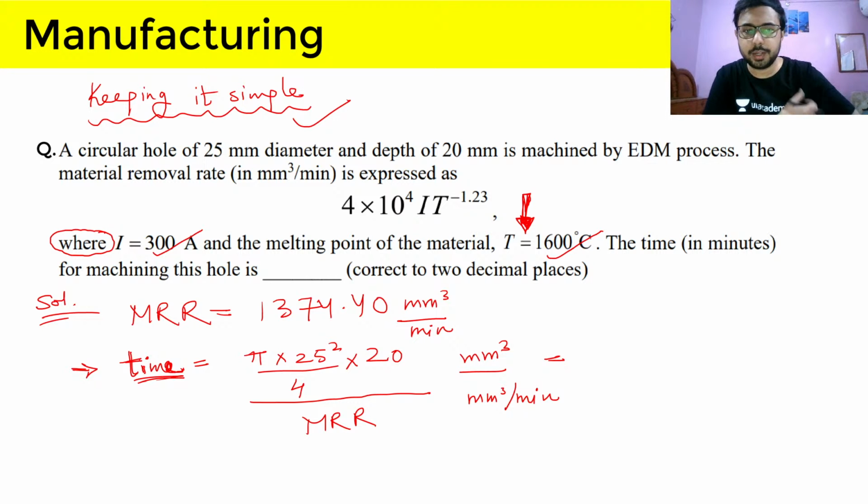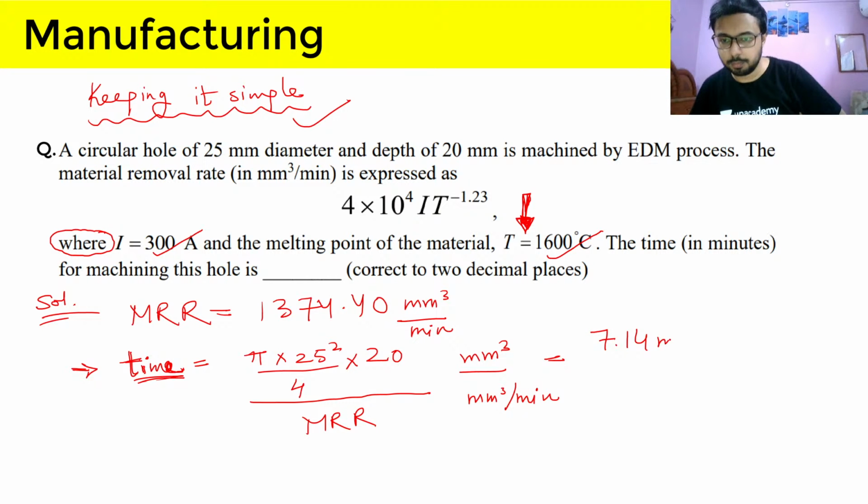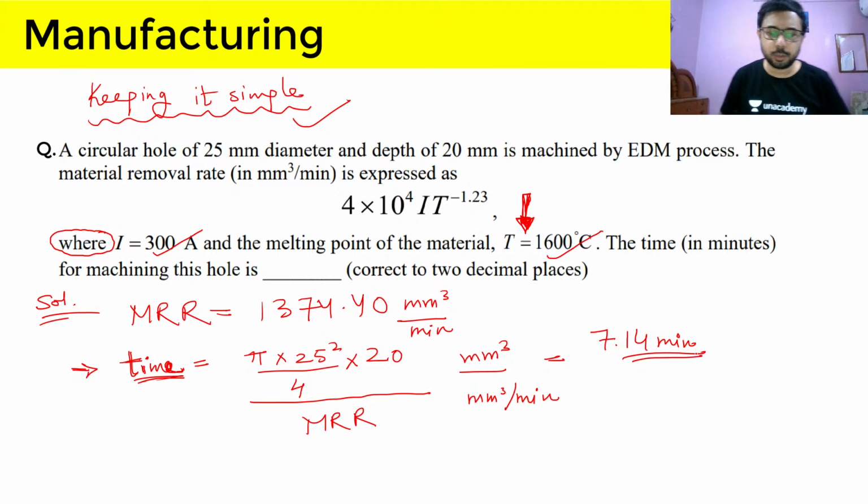So what we calculated here is, first of all, the material removal rate, which is given in the question. Then it is given that a circular hole of 25 mm diameter and its depth is machined by EDM process. Therefore, we have calculated the volume of material that is removed. And after that, we have been asked the time in minutes. So we simply calculated the value that is coming out as 7.14 minutes. So this is the final answer to this question.